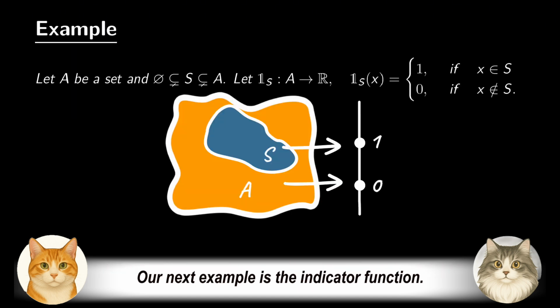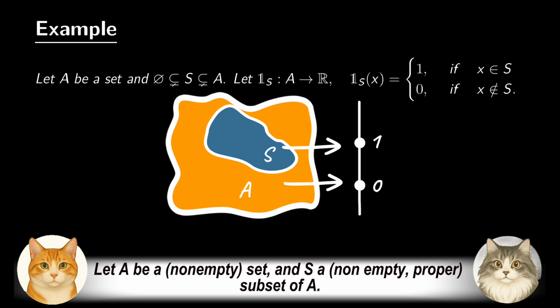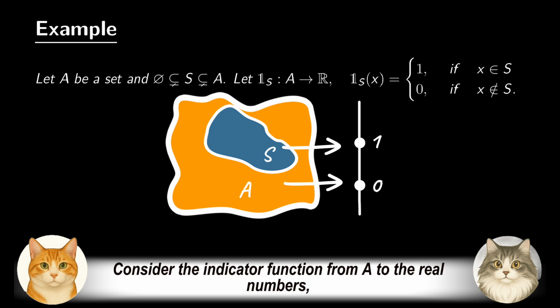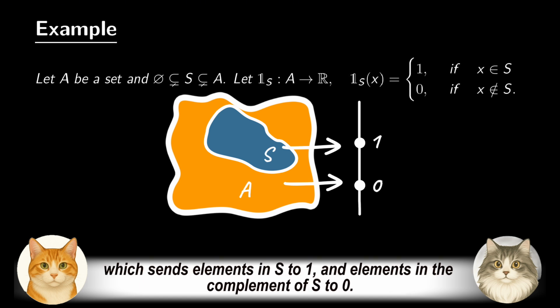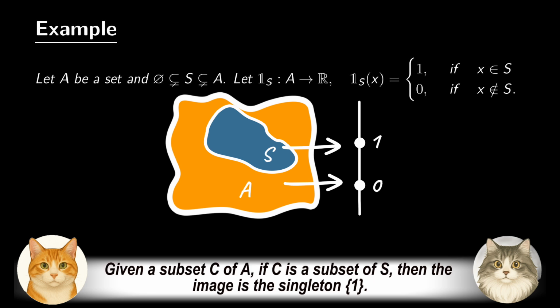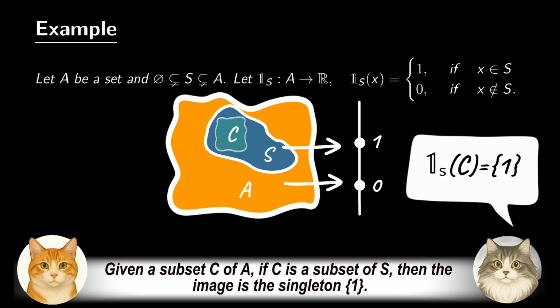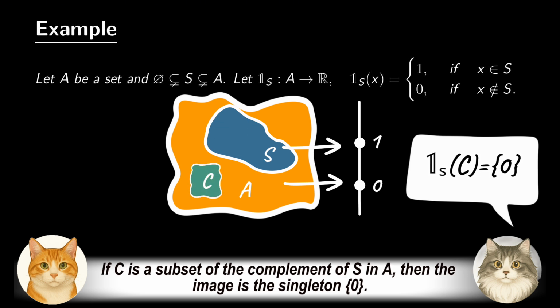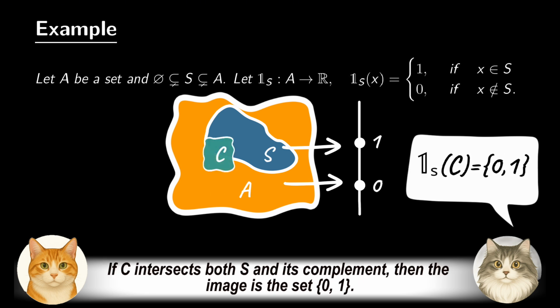Our next example is the indicator function. Let A be a set and S a subset of A. Consider the indicator function from A to the real numbers, which sends elements in S to 1 and elements in the complement of S to 0. Given a subset C of A, if C is a subset of S, then the image is the singleton {1}. If C is a subset of the complement of S in A, then the image is the singleton {0}. If C intersects both S and its complement, then the image is the set {0, 1}.